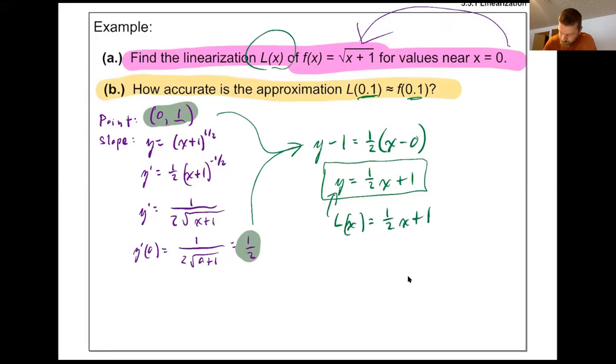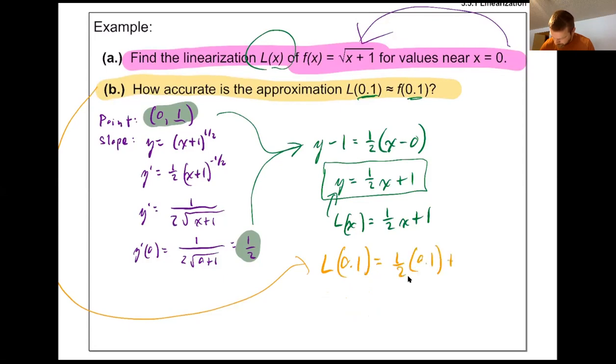So for this question, part B, my linearization at 0.1 would just be 1/2 times 0.1 plus 1, which is 1.05. My original function would be the square root of 0.1 plus 1, which is the square root of 1.1. I don't know that in my head, so I'm going to have to use the calculator for that. That's 1.048 repeating. So as far as how accurate I am, I'm pretty darn accurate.